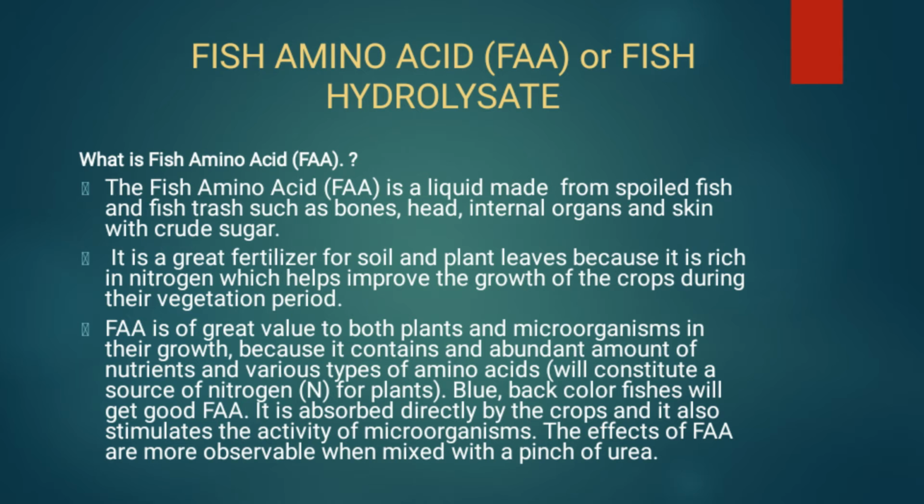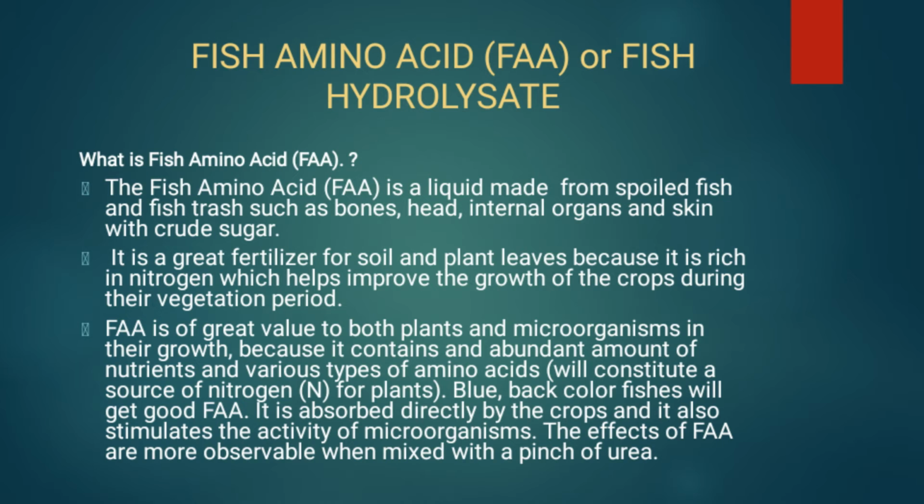FAA is of great value to both plants and microorganisms in their growth because it contains an abundant amount of nutrients and various types of amino acids that constitute a source of nitrogen for plants. Blueback color fishes will give good fish amino acid. It is absorbed directly by the crops and it also stimulates the activity of microorganisms. The effect of fish amino acid is more observable when mixed with a pinch of urea.